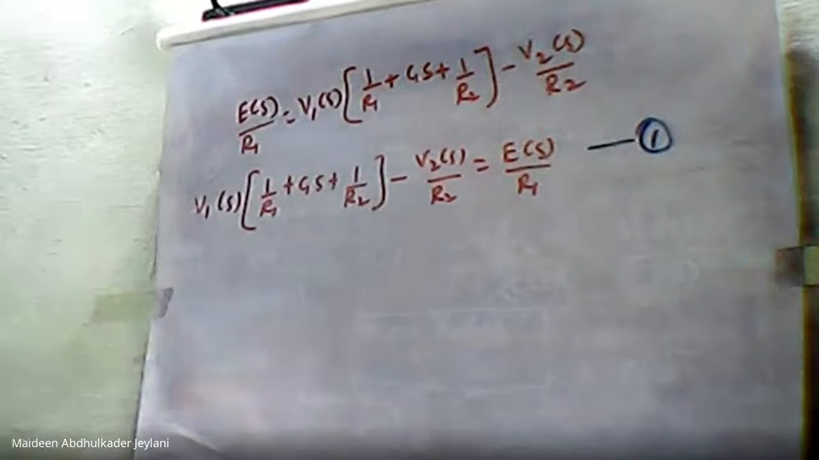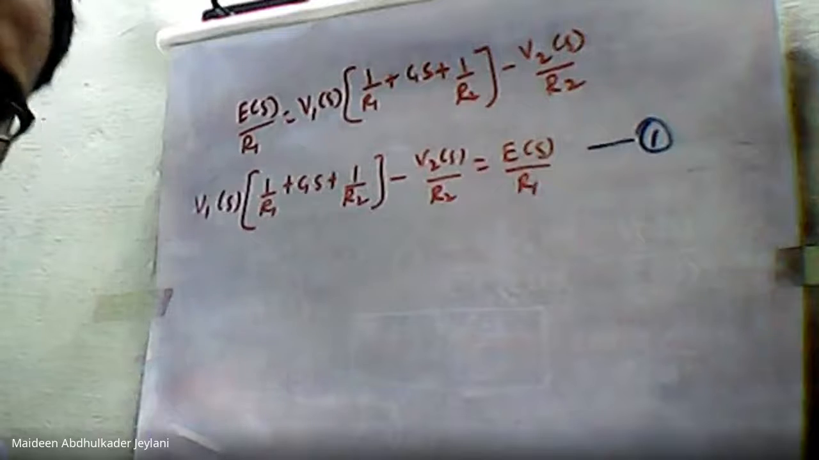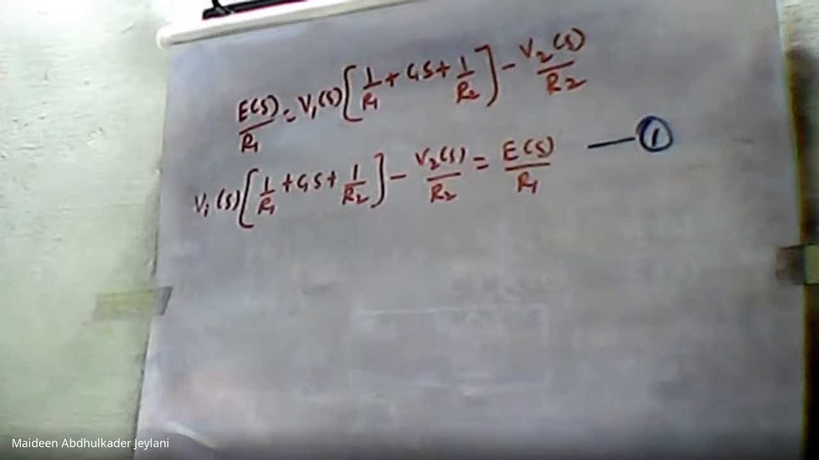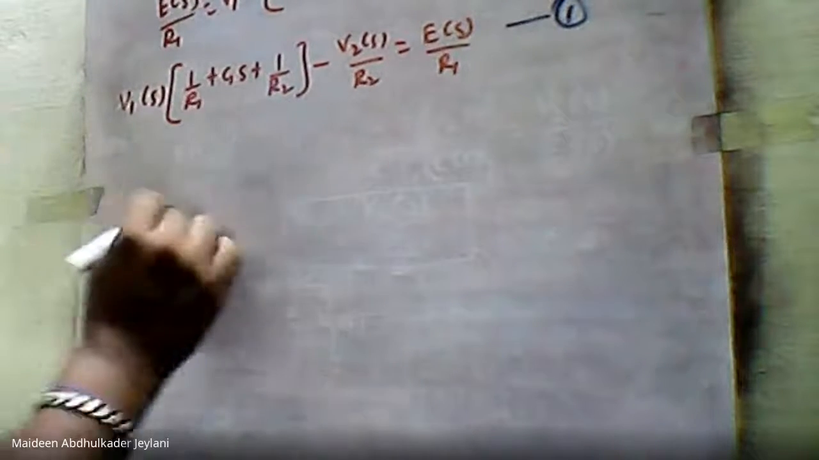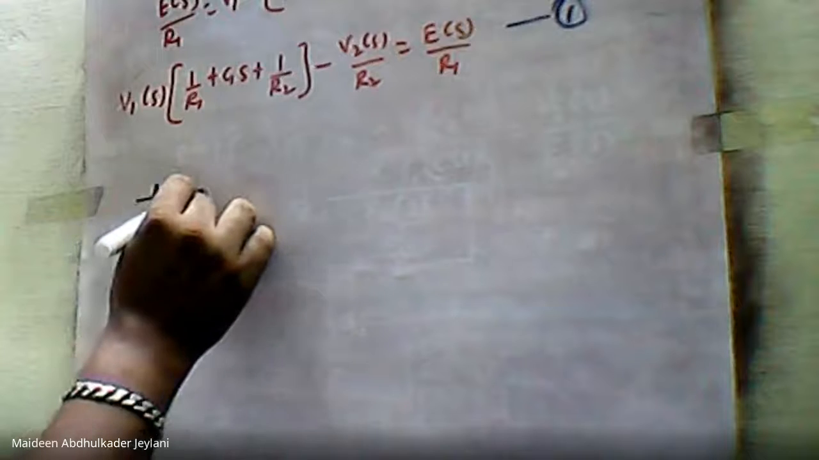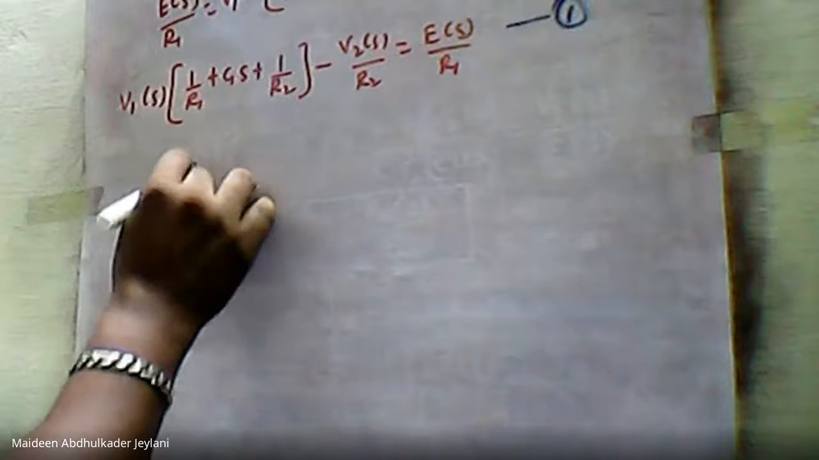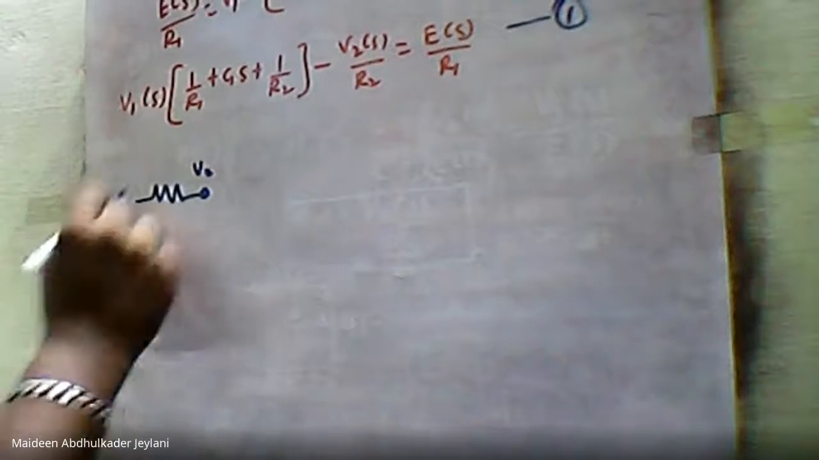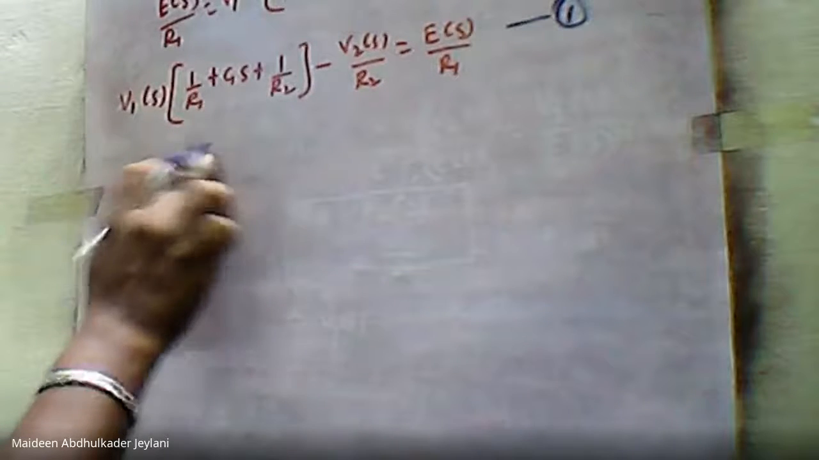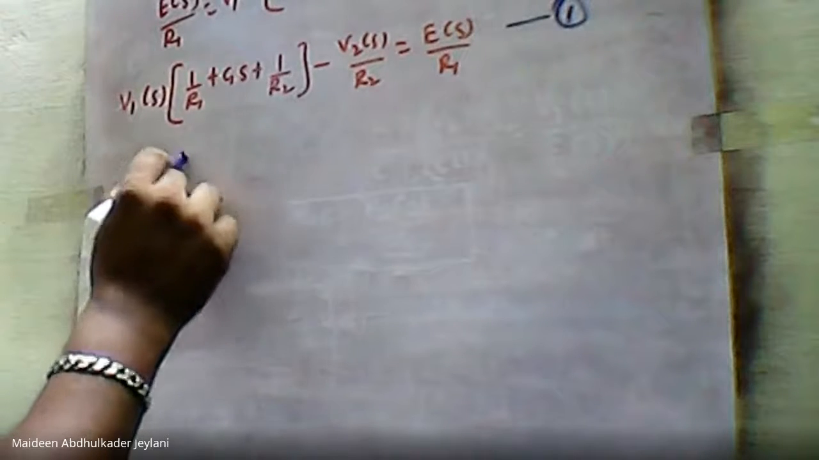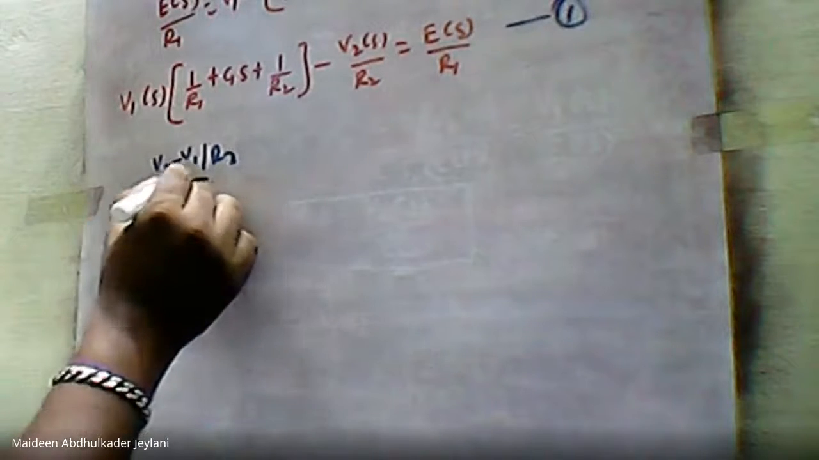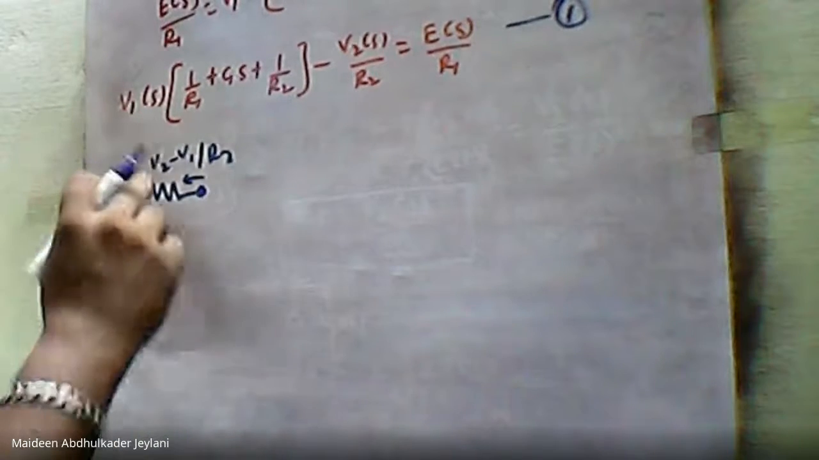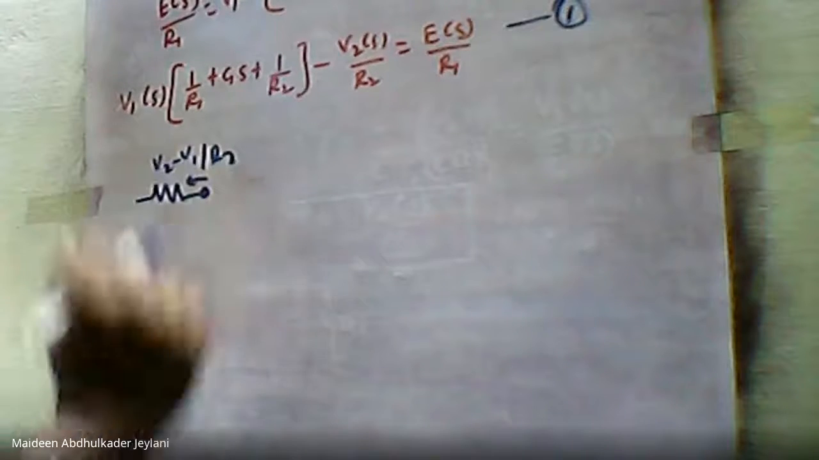Similarly, I can find for node 2. Okay, if you draw the node 2 circuit, so this is my node 2. Okay, for R2, I can write V2 minus V1 divided by R2, because now the current is through from node 2 to node 1. That's why V2 minus V1 divided by R2 here.